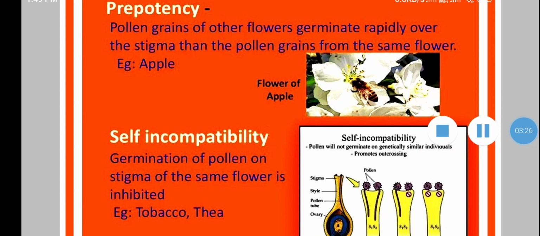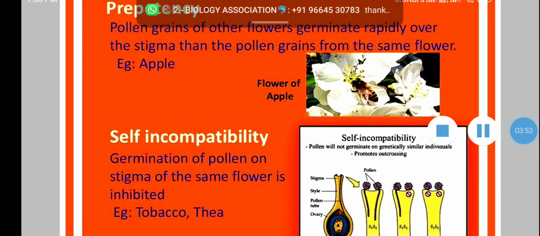The next is prepotency. Pollen grains of other flowers germinate rapidly over the stigma, faster than the pollen grains from the same flower, for example apple. Self-incompatibility. Germination of pollen grain on the stigma of the same flower is inhibited. That is, to avoid self-pollination, pollen grain germination is not carried out in self-incompatibility. For example, tobacco plant.